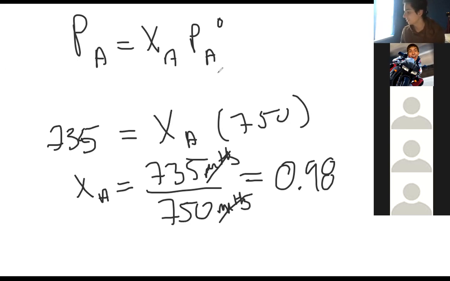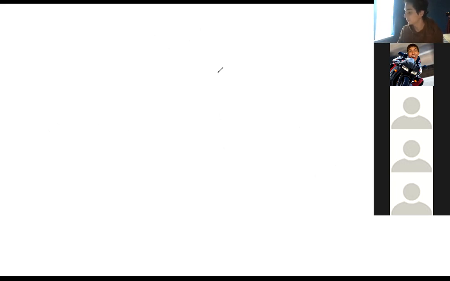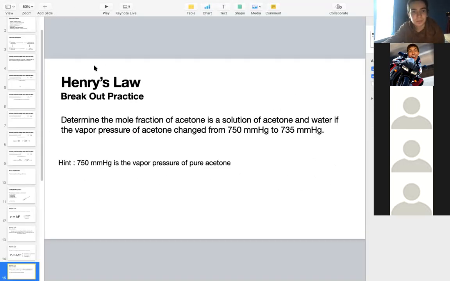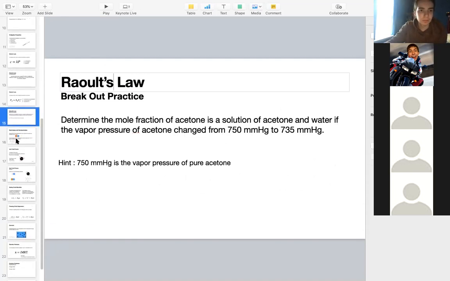So yeah. Any questions on this kind of stuff? It's not too hard, I don't think. Not impossible. That's Raoult's law. So let's go ahead and jump back to my PowerPoint. So yeah, this is Raoult's law, not Henry's law. Raoult's law. All right.